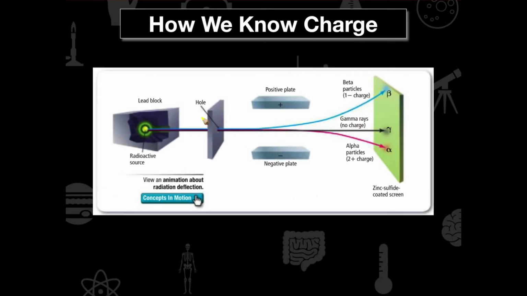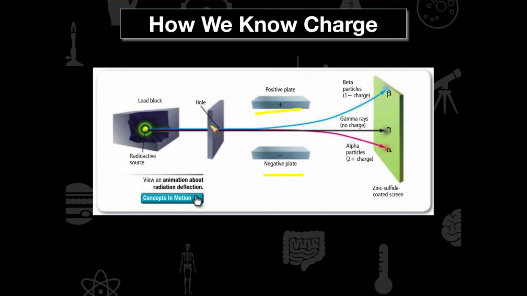So the way we figured out the charges is we had a lead block with a radioactive source, and we ejected radiation through this hole, through this other lead block. And we had a positive plate up at the top, and we had a negative plate up at the bottom. Let me erase this a little bit so you can see this. Go back to the pen. So we have a positive plate here and a negative plate here.